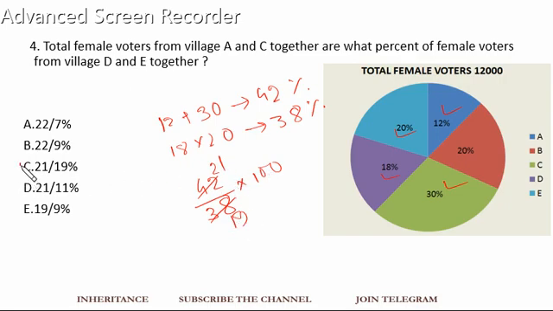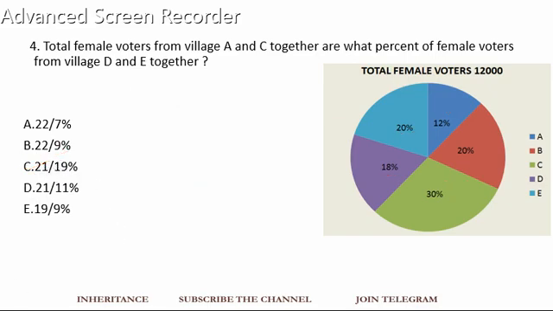So this is the answer. We can already see that there are some close answers, like 22 by 9 and 21 by 11. These options are given so that you make a mistake, so be careful with the options. Let's check the last question of this DI.